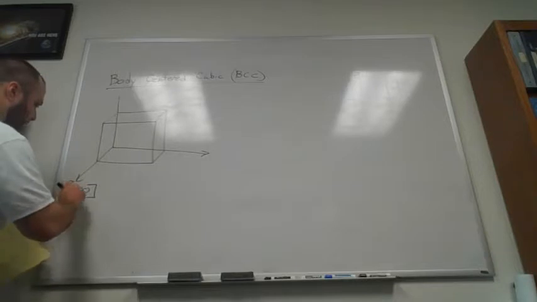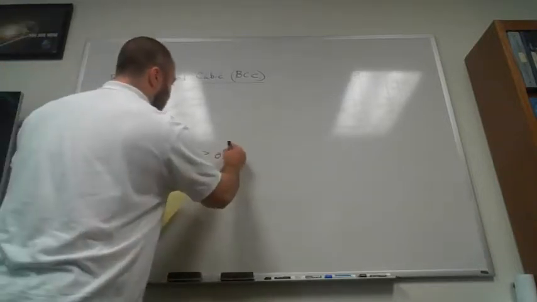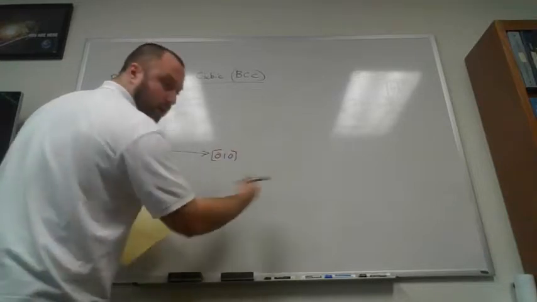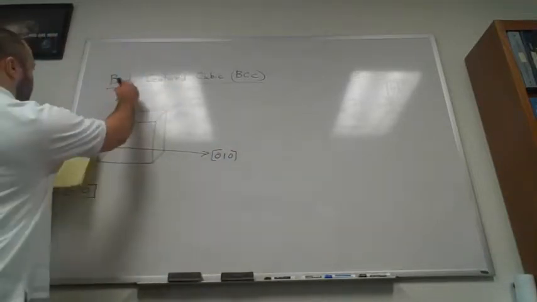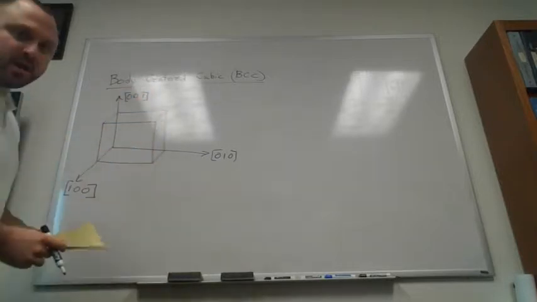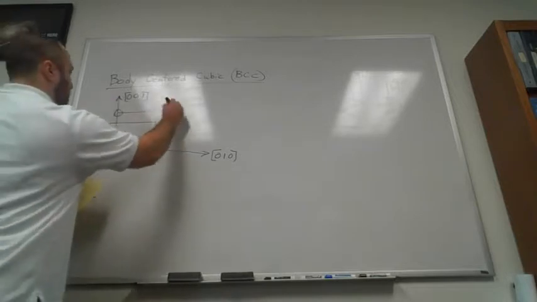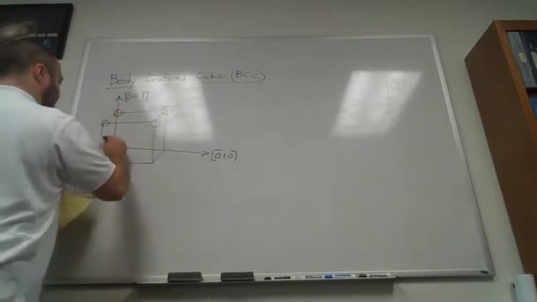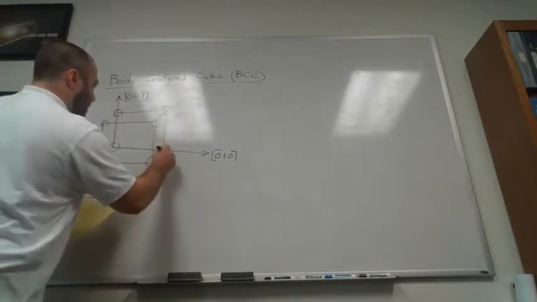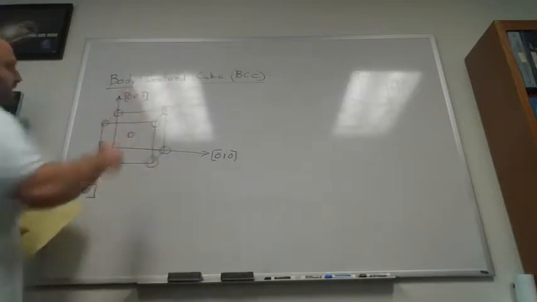We have our 1, 0, 0 pointing out of the board towards us, our 0, 1, 0 direction pointing to the right, and our 0, 0, 1 pointing up. We're going to again start by putting an atom at each corner. So do that. And then we're going to put another atom right in the center. Okay? Right in the center of that body.